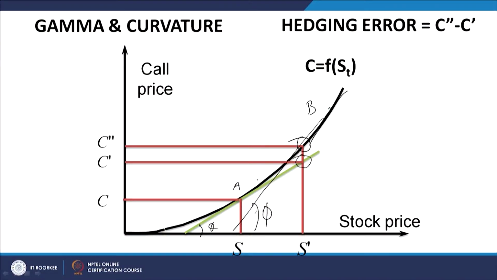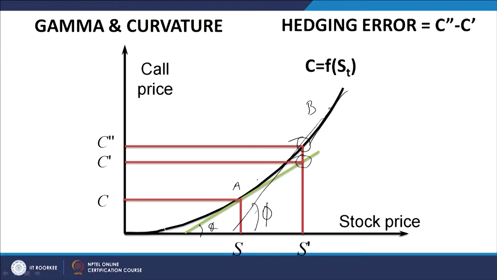Because the portfolio consists of not one unit of this stock, but delta units of this stock. Delta units of the stock would have changed in value, that is the second component, the stock component of the portfolio would have changed. Here we had a delta neutral portfolio. Now, delta units of the stock, because one unit of the stock has changed from S to S dash, would have changed by delta into S dash minus S, which is given by this point.